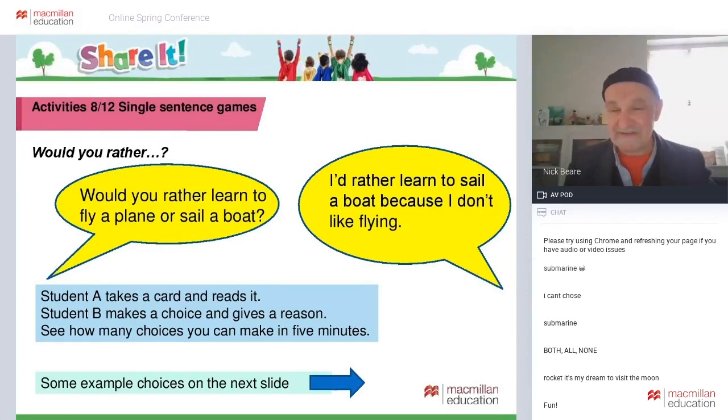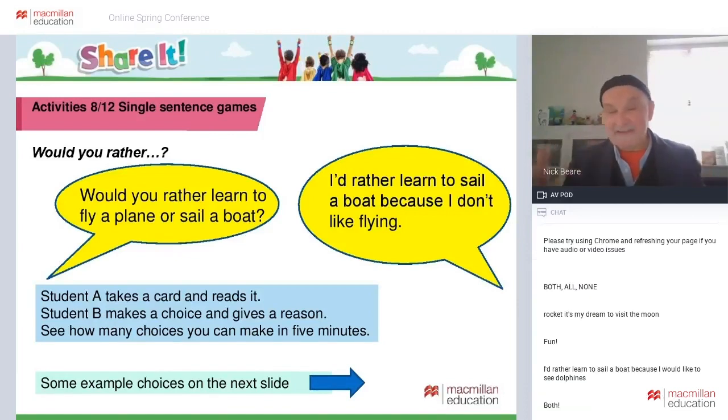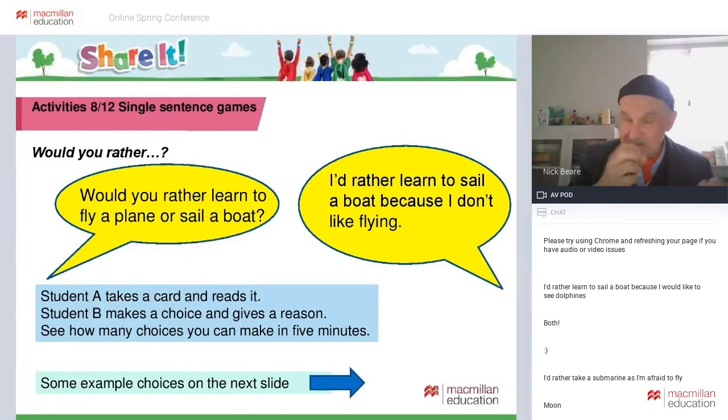It's my dream to visit the moon, Renata says. Okay, Renata, see you there. I think I'll choose the moon too. Yep, I think we're enjoying the moon more than anything.